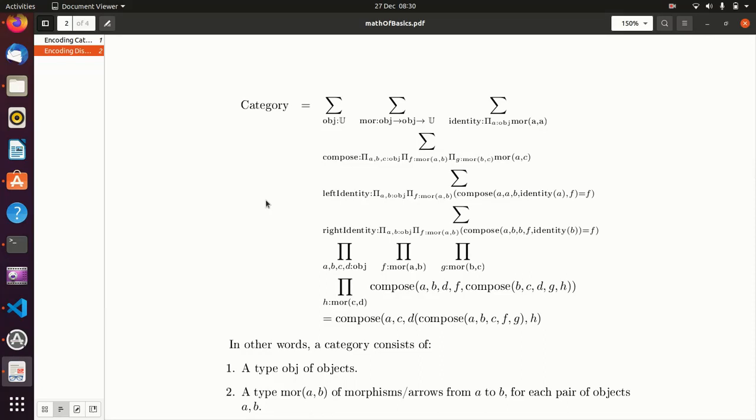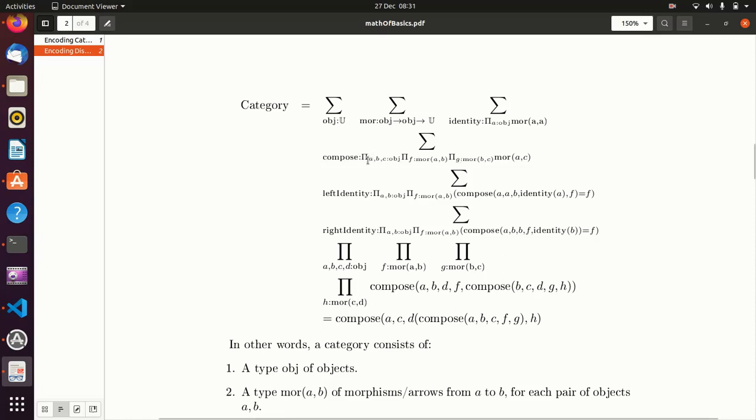Okay, so essentially what we're saying here is that a category consists of a type obj, which is this type of objects. So we can think of this as corresponding to a set of objects, and then for every pair of objects we have this type more ab, which is the type of morphisms or arrows from A to B. So think of it kind of like a HOM set. And then we also, for any object A, have an identity arrow, which is a member of this type of arrows from A to A. And we also have a composition function defined.